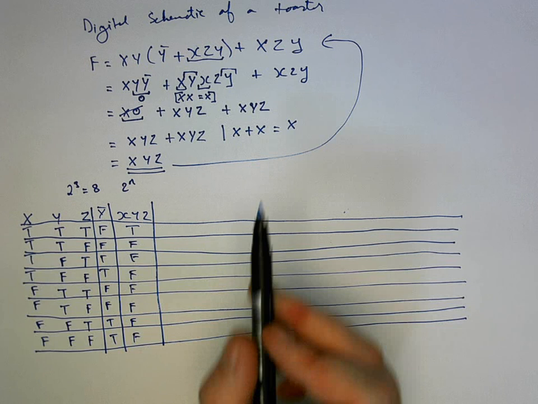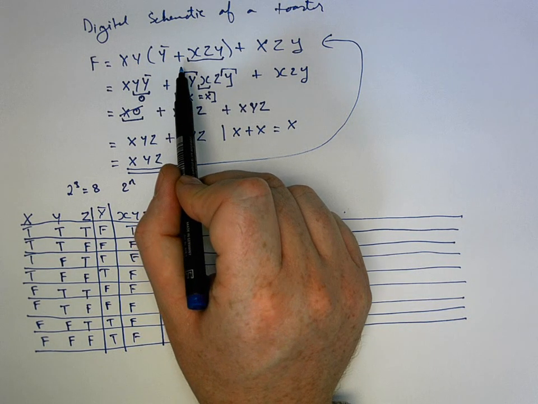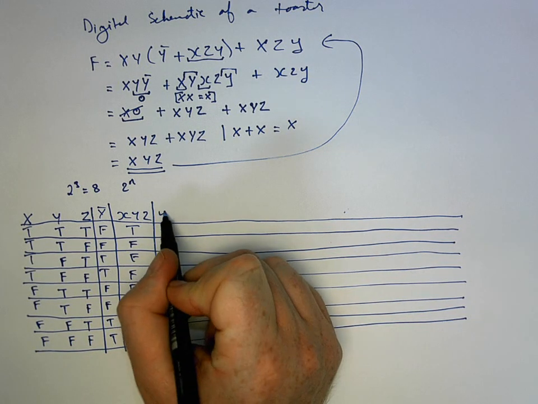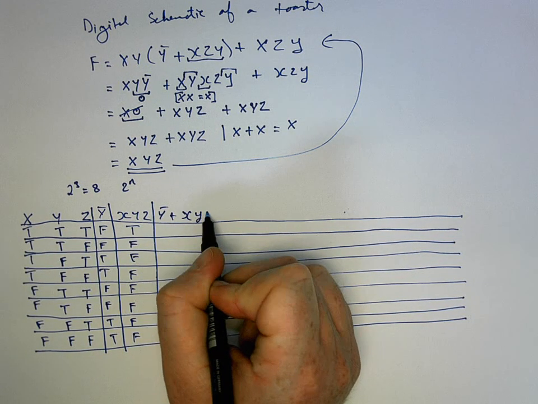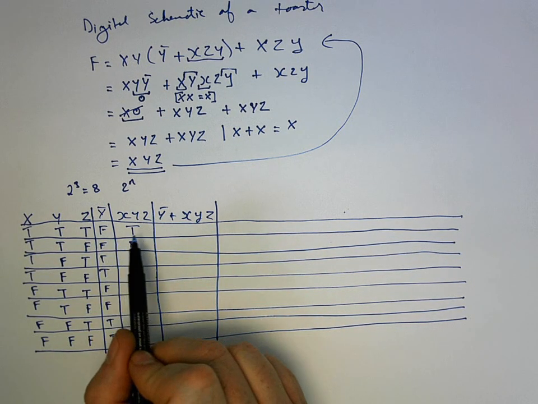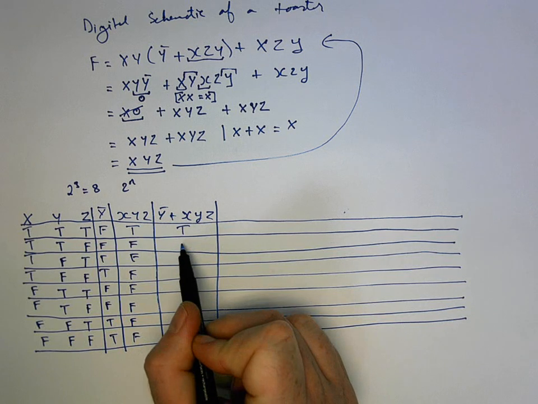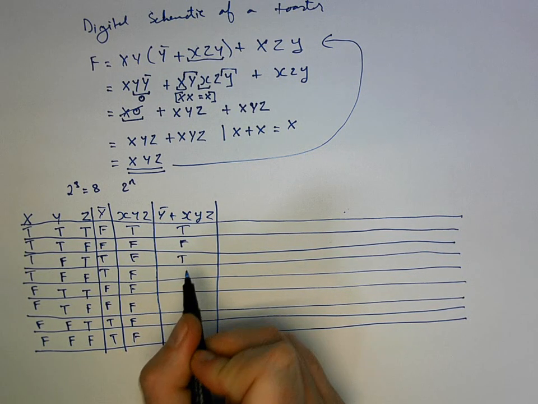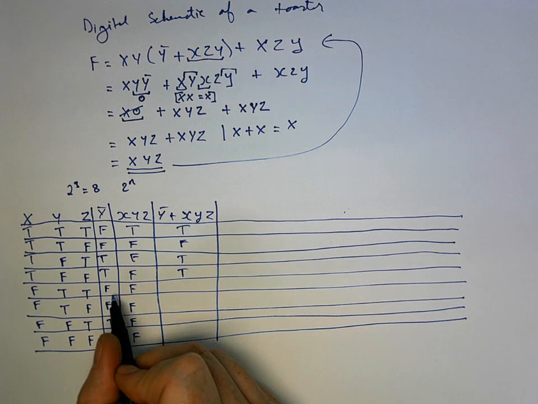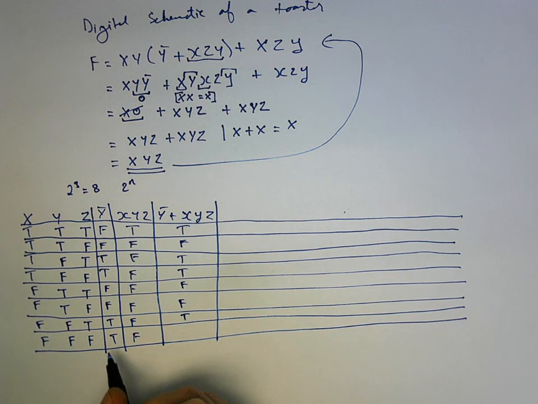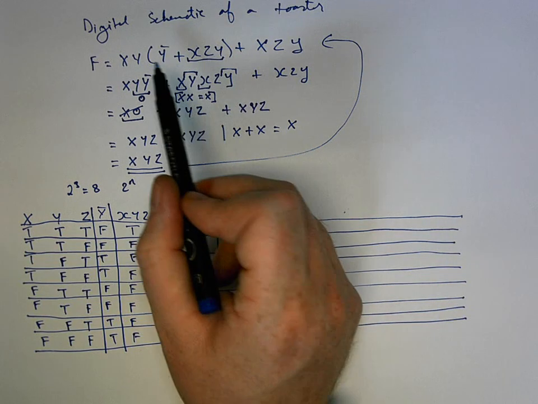Inside this bracket up here we've got not y or x, y, z. So we have not y or x, y, z, and we look at this expression now. False or true is true, false or false is false, true or false is true, true or false is true, false or false is false, false or false is false, true or false is true, and true or false is true. So we've done the inside of the brackets now.